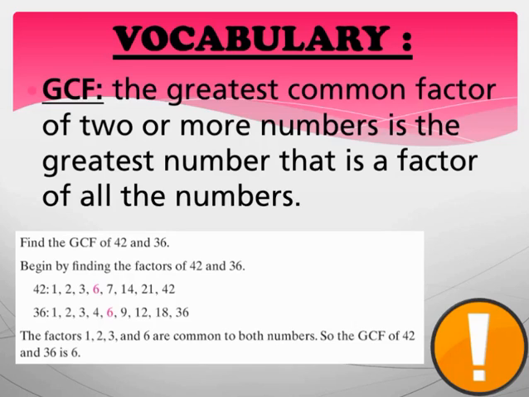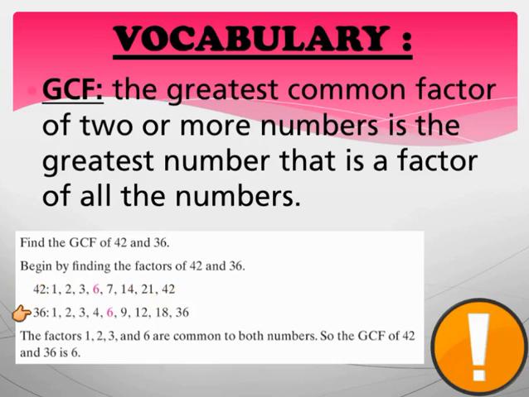So let's take a look at this example where we're asked to find the GCF of 2 values, 42 and 36. We begin by finding all of the factors of these numbers. Factors are the numbers that go into 42. In this case, 1 times 42 is 42. 2 times 21 is 42. 3 times 14 equals 42. And 6 times 7 equals 42. We've gone from 1 to 42, so those are all of the factors of that value.